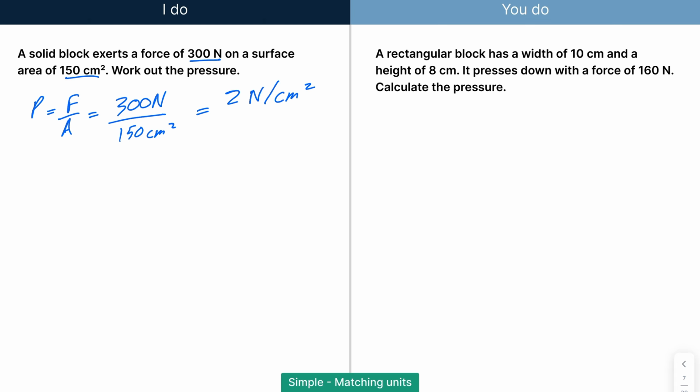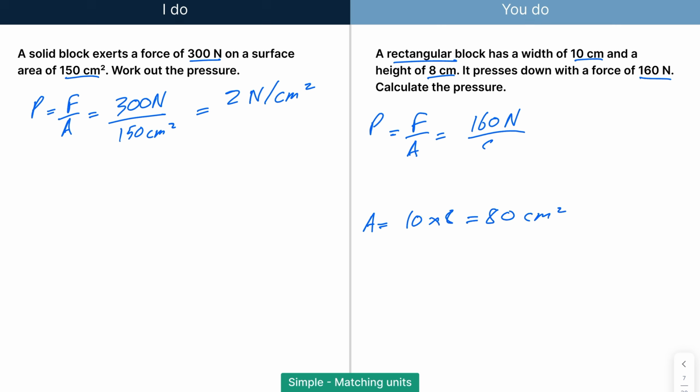So hopefully you've pressed pause and had a go at the example on the right. So exact same approach. Pressure is force over area. The force is given as 160 newtons. Now with the area, we've been given the width and the height, and we've been told it's rectangular. So to find the area of a rectangle, it's just going to be width times height. So that gives me 80 centimeters squared. So now I have the area, and it's the exact same. So 2 newtons per centimeter squared is the answer here.